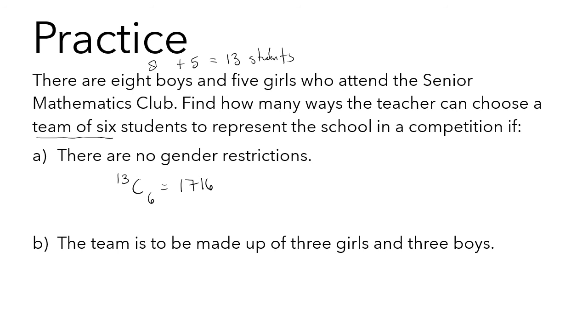Okay, part B. The restriction is the team has to be made up of 3 girls and 3 boys. Okay, so that composes the whole team of 6. So of the 5 girls, we need to choose 3 of them. And we're going to multiply that by, of the 8 boys, we need to choose 3 of them as well. So 5 choose 3 times 8 choose 3, that gives us 560 different teams.